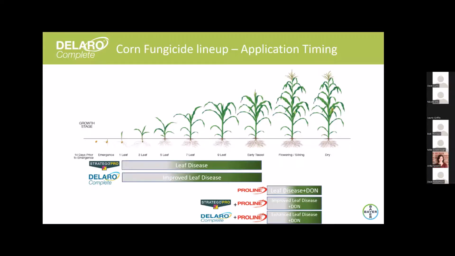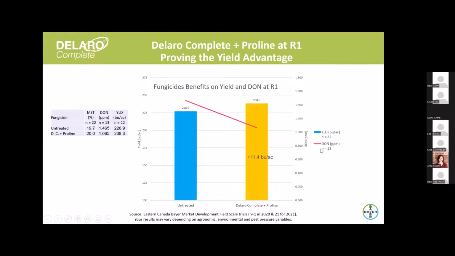And then newly labeled application timings on Stratego Pro, we can add the half rate of Proline, 85 mils of Proline, to top up that prothioconazole and offer industry-leading leaf disease protection, as well as ear mold control and DON suppression in the corn crop. And the same label goes for Belero Complete. So you can use the regular rate of Belero Complete plus 85 mils of Proline to get leaf diseases and tar spot and DON suppression.